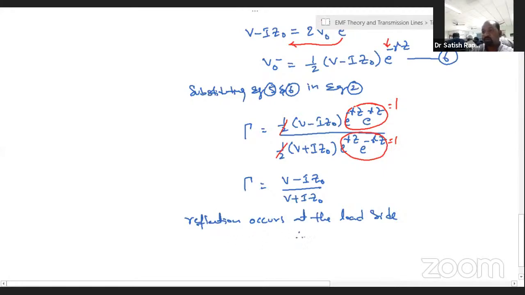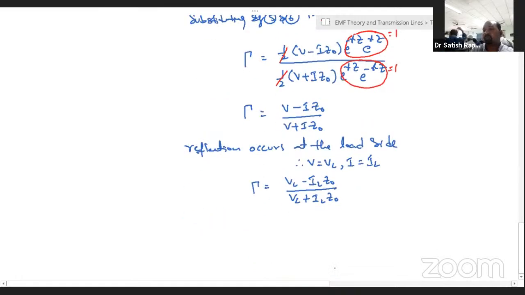So therefore, at the load, V is equal to VL and I is equal to IL. So therefore, reflection coefficient will become VL minus IL Z naught divided by VL plus IL Z naught, right?